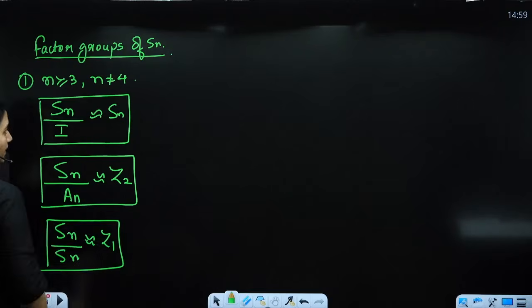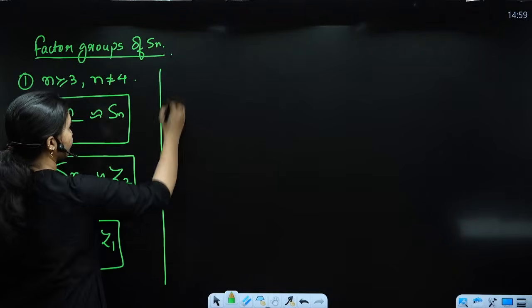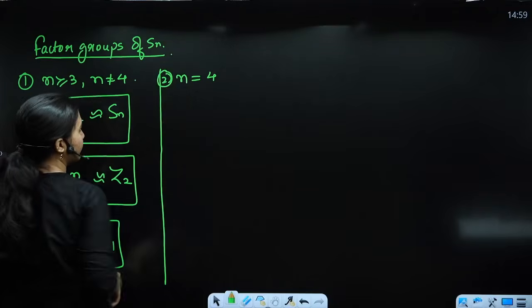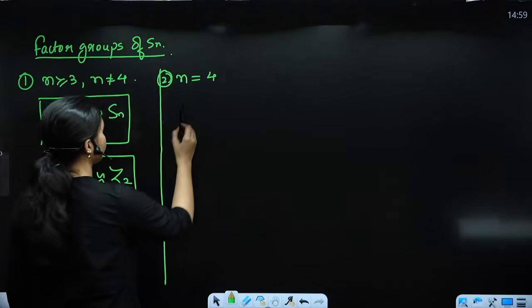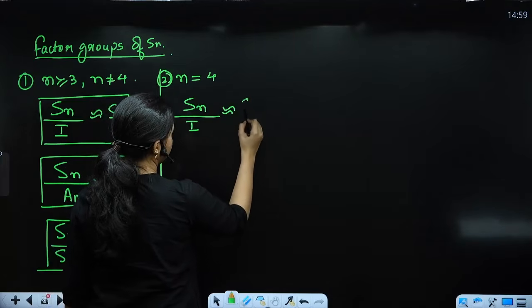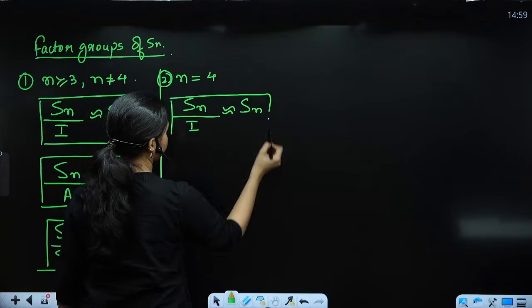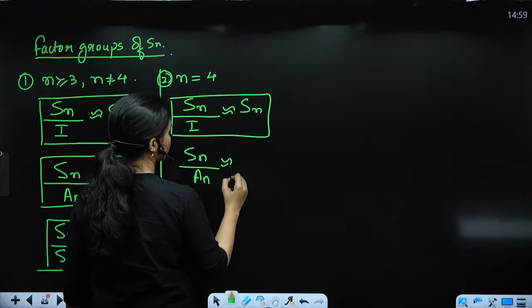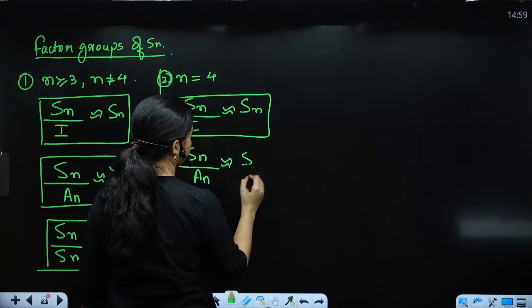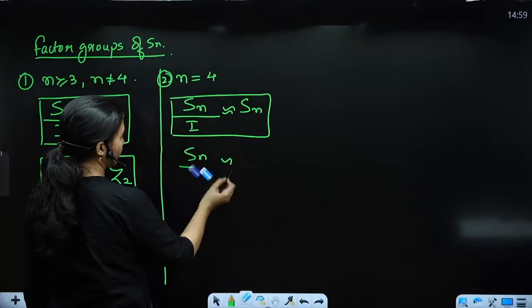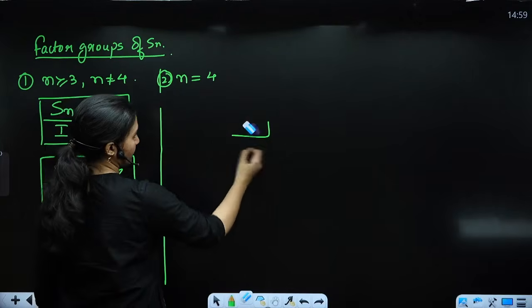Clear? Now, if n equals 4, right? If n equals 4, then you have Sn upon identity, which is going to be isomorphic to Sn, right? Then Sn upon An, which is going to be isomorphic to Z2, or we should write Z4, S4 and A4.